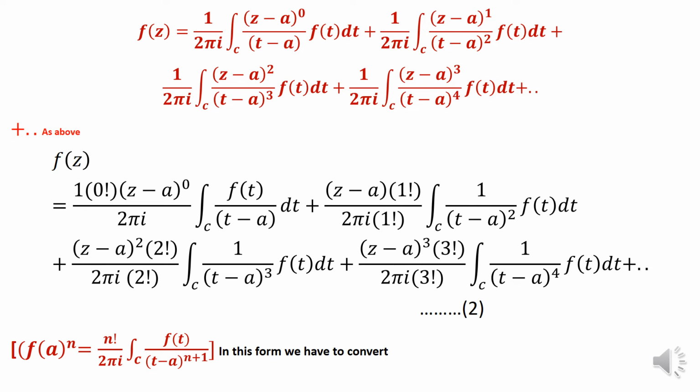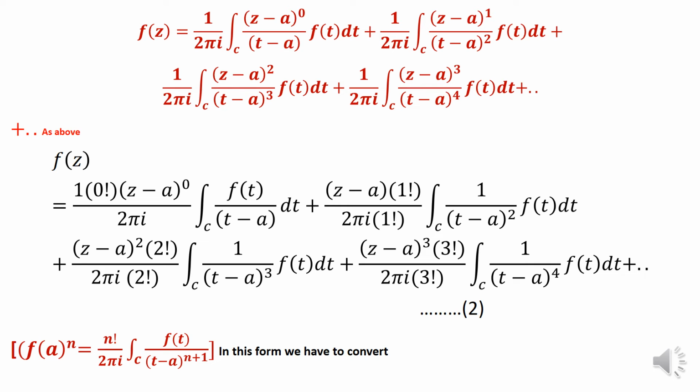Now this is copied from the previous slide. So f(z) equal to what? 1, then (z minus a), because z is constant, a is constant, you can take out. Same thing I am taking out. (z minus a) to the power 0. 2 pi i is there, 2 pi i is there. 1 is there, 1 is there. What is 0 factorial? 1, right?